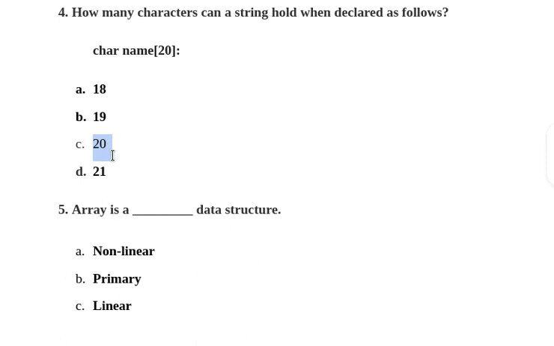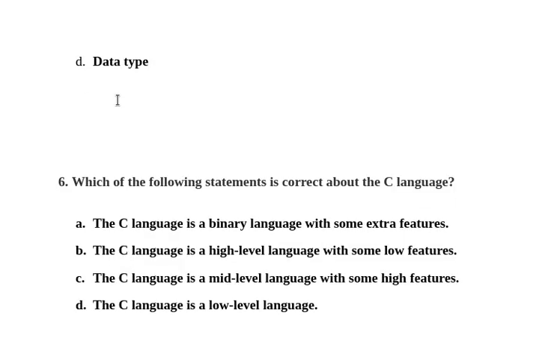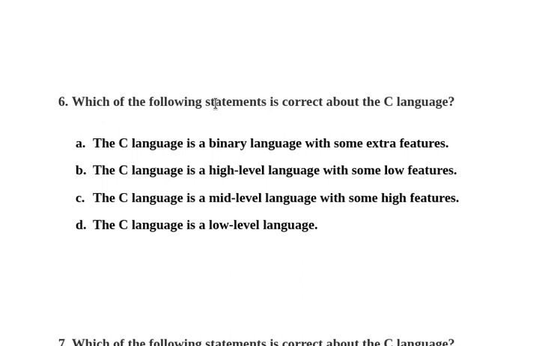Next is, an array is a dash data structure. An array is always a linear data structure. It is not primary because it is a secondary data structure. Is it a data type? No, it is a linear data structure. So this is one of the important questions. Next is, which of the following statements is correct about the C language?